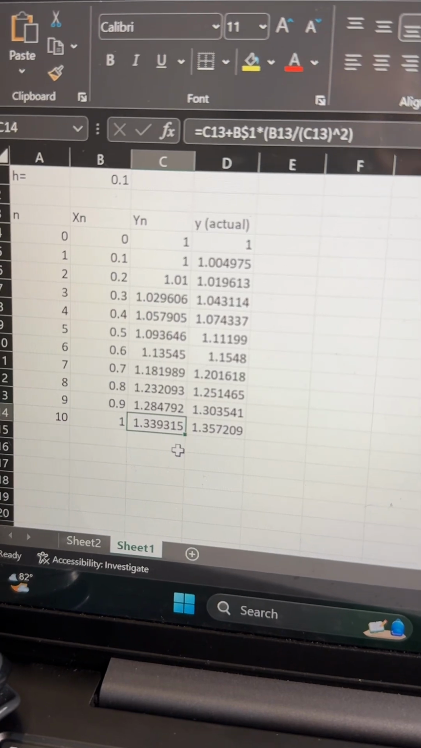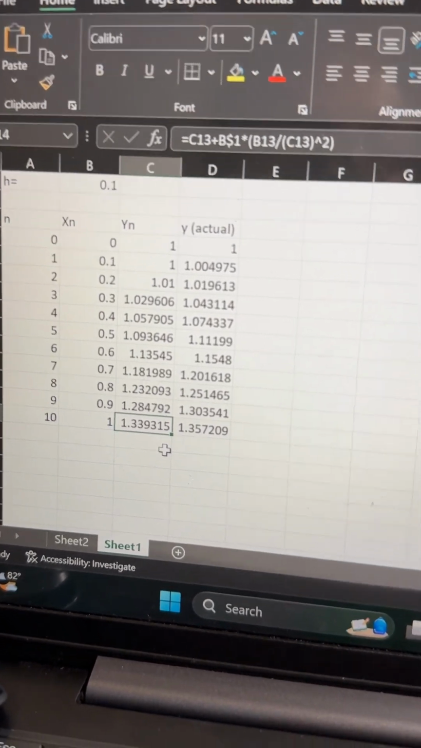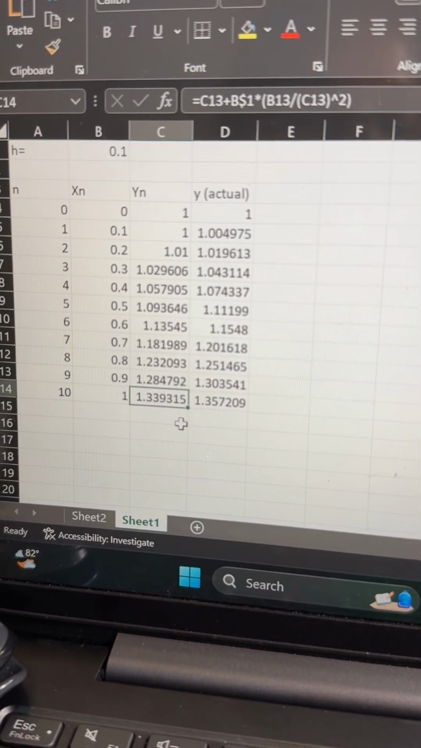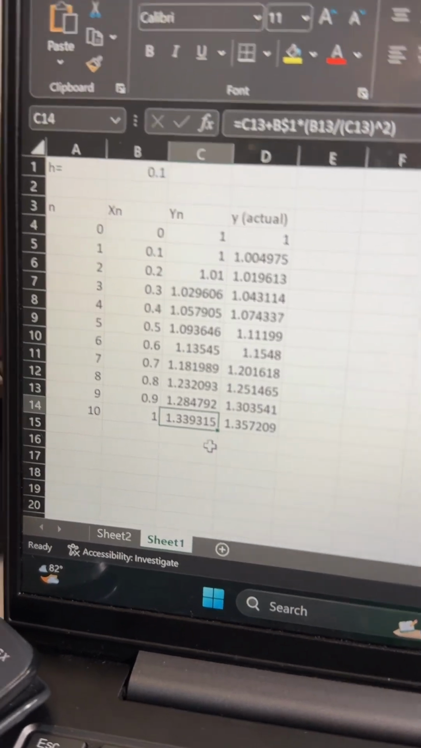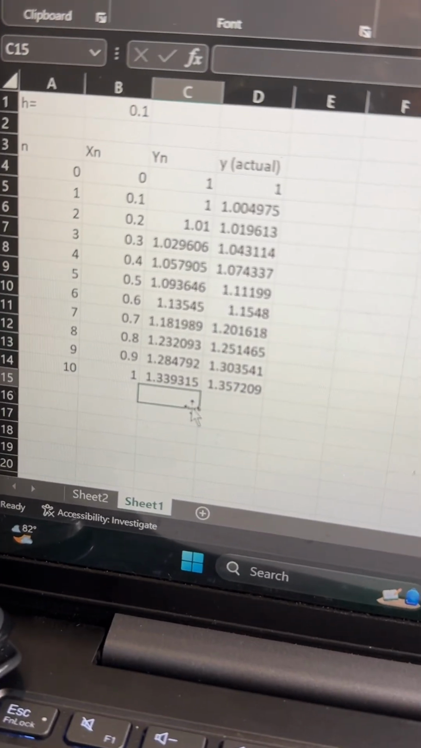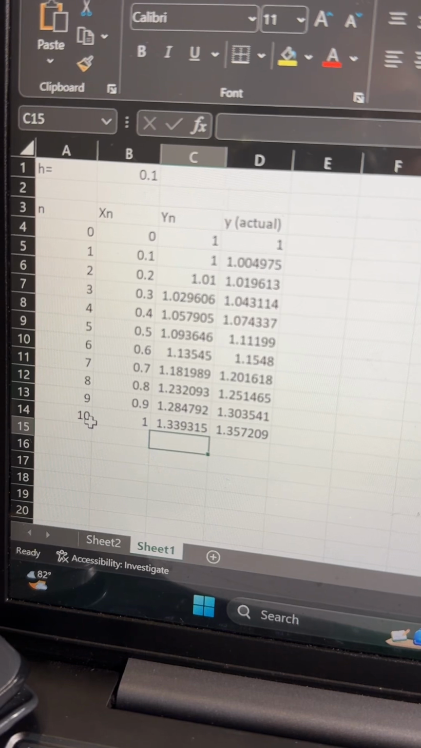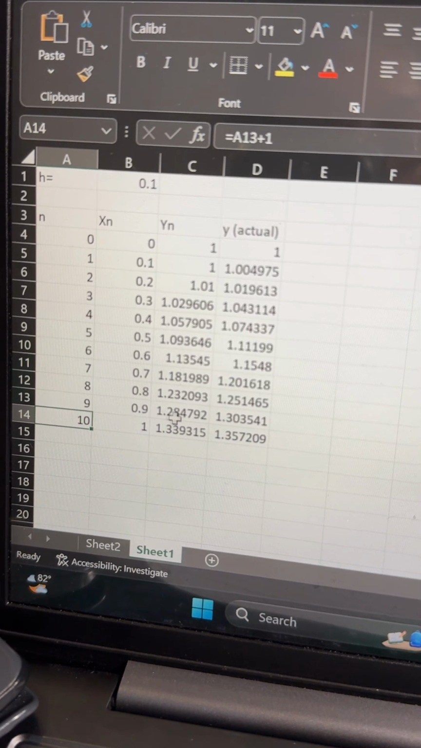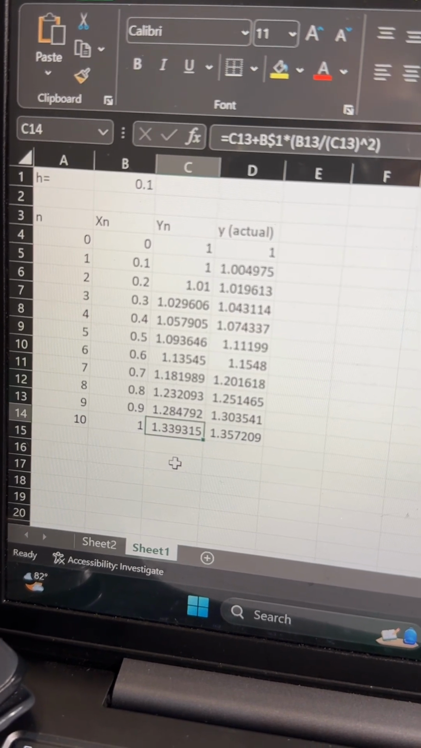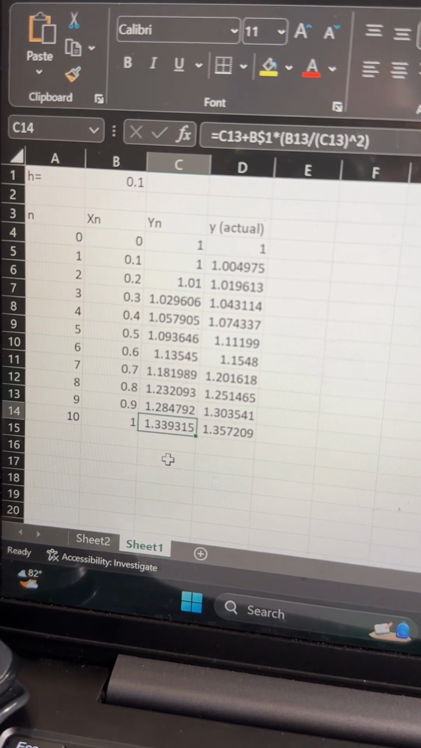By using the Excel spreadsheet to find y(1), in this case it means that x equals 1, we would see that n would be 10. So y10 will equal 1.339315.